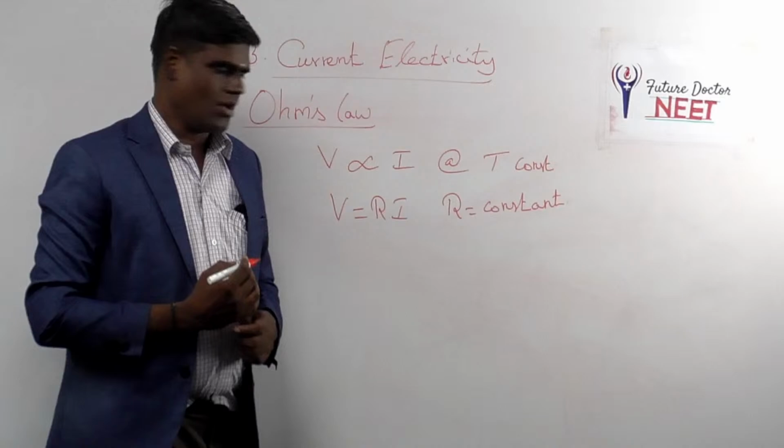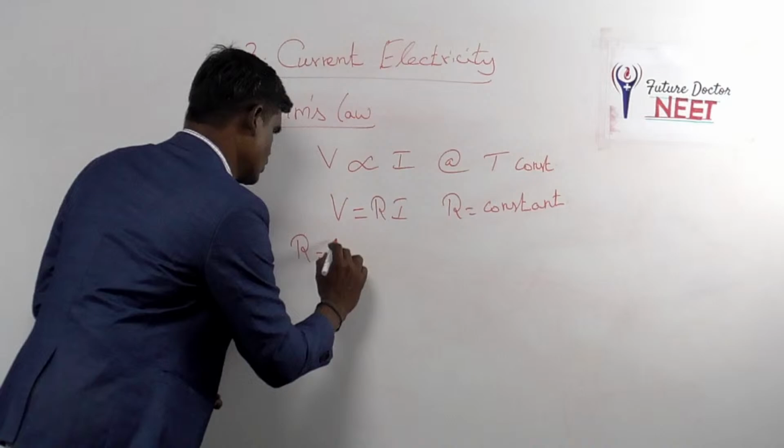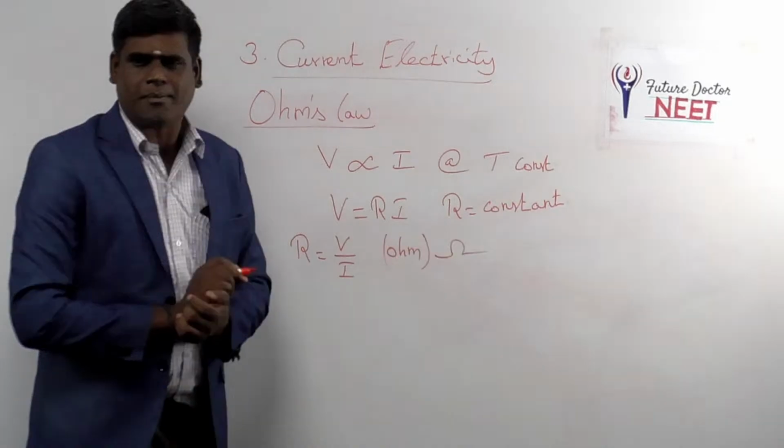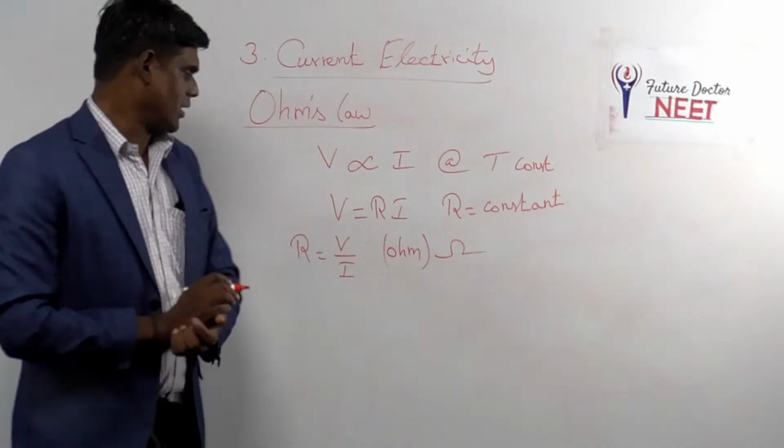R is resistance. What is the unit of resistance? The unit of resistance is ohm, and its symbol is capital omega. So the resistance unit is ohm, read as ohm, that is capital omega, and R equals V by I. And the simple definition of resistance is that the flow is obstructed or resisted. That is the resistance.